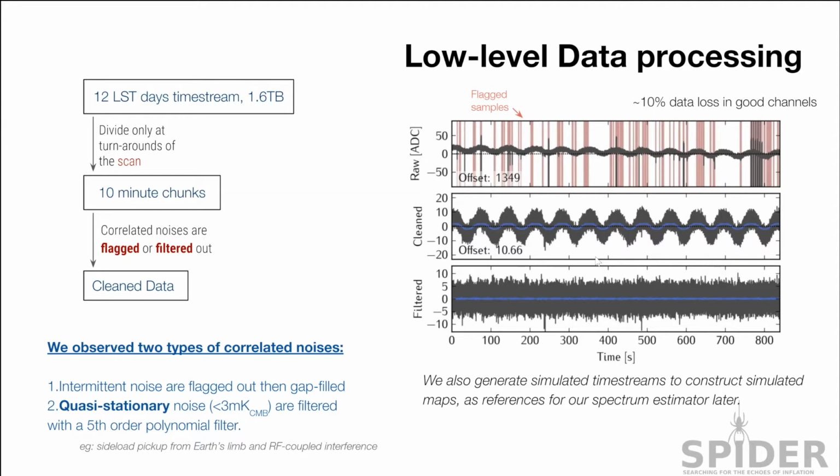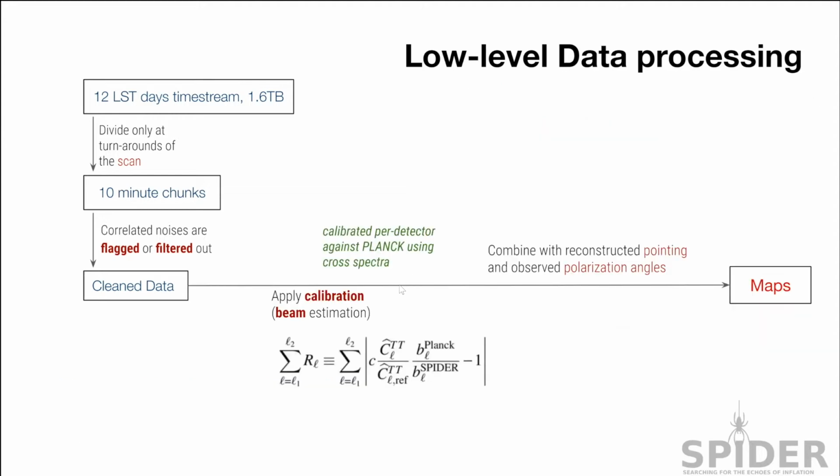Now, as we have the cleaned data, we can apply the calibration, which was derived by cross-calibrating degree scale power with Planck temperature data. We also, at the same time, estimate our beams by making these cross spectra with Planck. Then the calibrated data is combined with pointing and polarization angles to generate the 2-dimensional maps. We have a low-level processing paper coming out soon as well, and these details can be found in our main paper too.